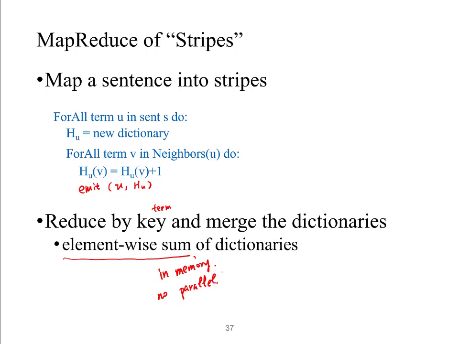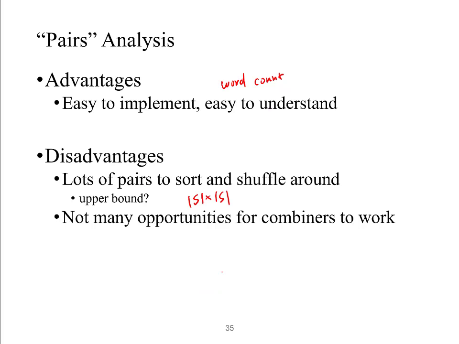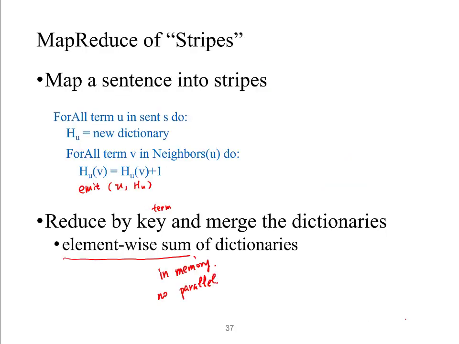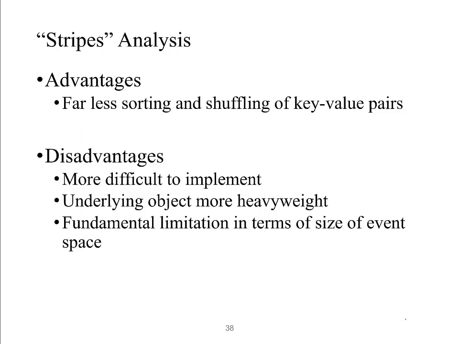That's why we can do it this way, because we have mentioned here there are a lot of zeros in the matrix. So you can expect this dictionary will not be too long. All right. So this is how you do MapReduce using this stripes idea.